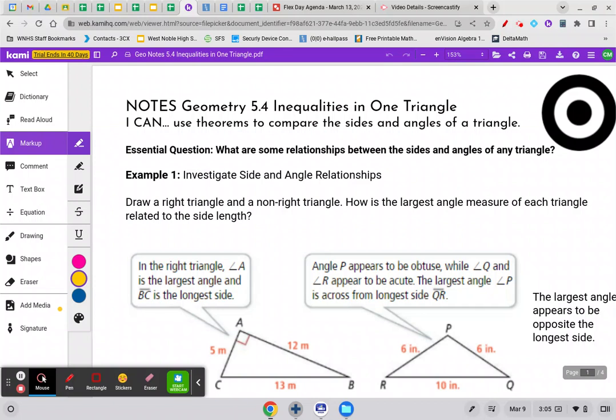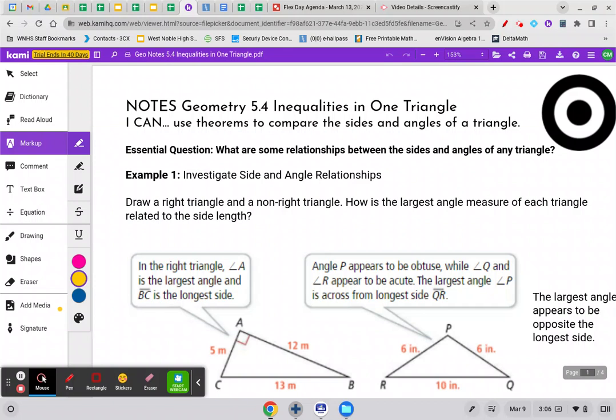So this is a little different than what we have been learning with our orthocenter and incenter and circumcenter and centroid, but it's still triangle theorems. So our central question: what are some relationships between the sides and the angles of any triangle? So we're going to investigate the side and angle relationships.